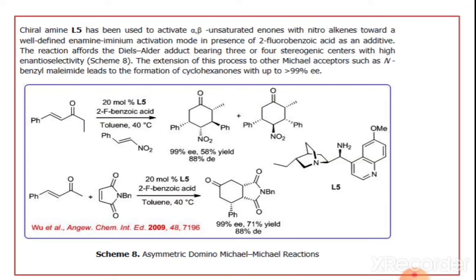Now the next, the chiral amine, that means the L5 catalyst, has been used to activate the alpha beta unsaturated enone system with the nitroalkene toward the well-defined enamine-iminium activation mode in the presence of 2-fluorobenzoic acid. You mention here 2-fluorobenzoic acid as an additive. That means it just enhances the rate of the reaction, and the reaction affords the Diels-Alder adduct. It is a simple Diels-Alder adduct reaction.